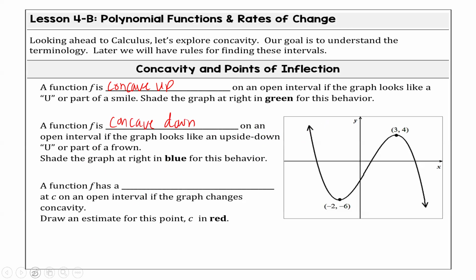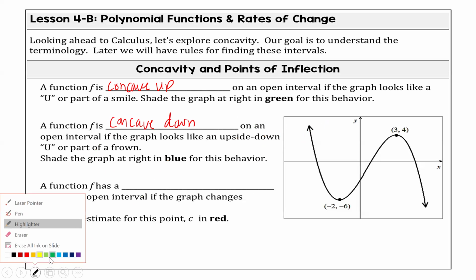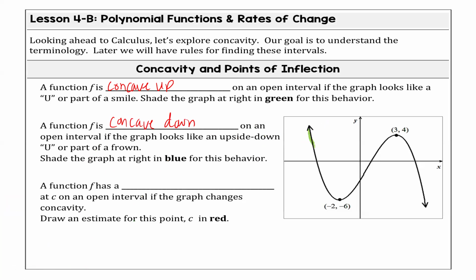Okay, so I'm going to go over here and highlight those pieces. I'm going to highlight in green where it's concave up, and I'm going to highlight in blue where it's concave down. Do you notice that I did not go all the way up? Yes? Okay. The reason why is that the point where they meet, right here, is called a point of inflection.